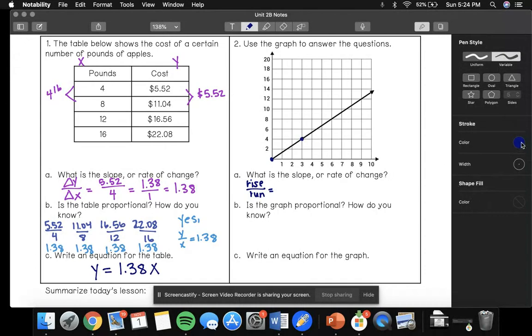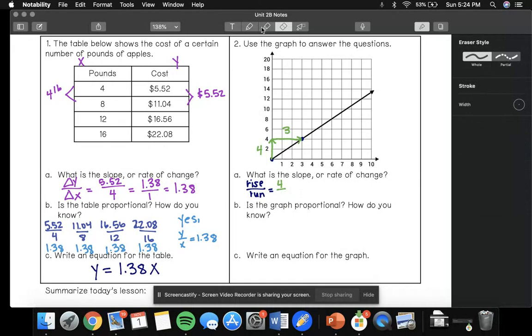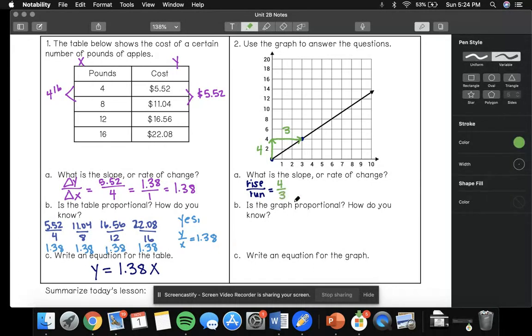Okay, so now I'm going to find the rise, up 2 boxes, but we're going by 2, so the rise is 4. Okay, and the run is 1, 2, 3 boxes, and we're going by 1, so the run is 3. Oops. Okay. And I can't simplify 4 to 3. We want to keep it as a ratio, so the slope is 4/3.